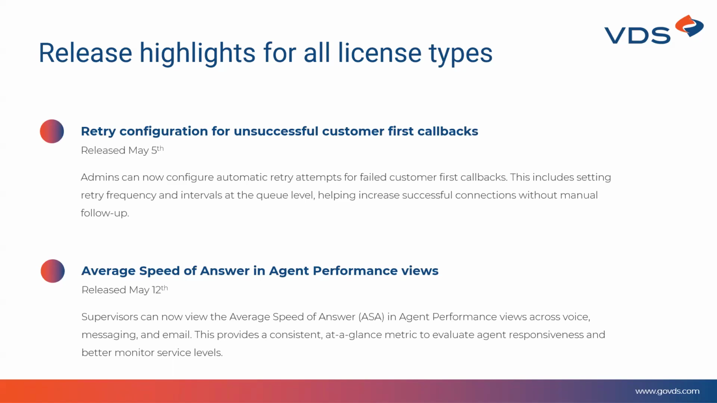The next one that came out May 12th was the average speed of answer in the agent performance views. Average speed of answer is now available at the agent level. Supervisors can view the average speed of answer directly within the agent performance view. The update helps give supervisors an additional metric to evaluate how quickly agents are responding to interactions, and supports a more complete view of agent performance. So a couple of features there that again apply to everyone.